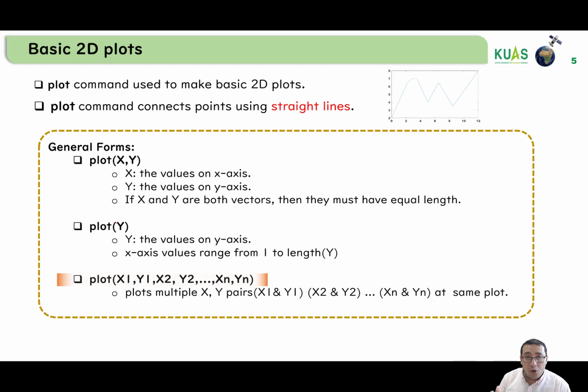And the third form of plot is plot(x1, y1, x2, y2, x3, y3, etc., up to xn, yn). It plots pairs of x and y. For example, x1, y1 will be plotted together, and then x2, y2 will be plotted together, but both in the same figure. So each of these pairs will be plotted in the same figure.